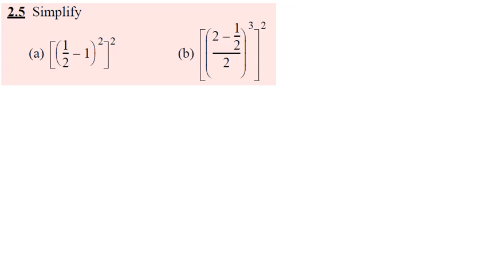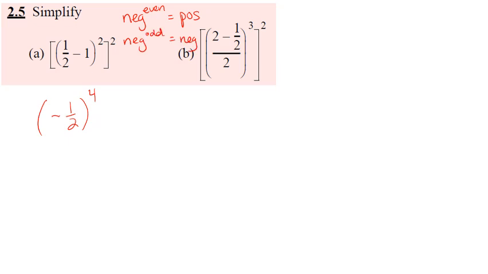Okay, so this is some practice examples. So I have 1/2 minus 1, which is negative 1/2. 2 times 2 is 4, and that's negative 1/2 to the 4th power. So I know it's going to be positive. A negative to an even exponent is always going to be positive, and a negative to an odd exponent is going to be negative.